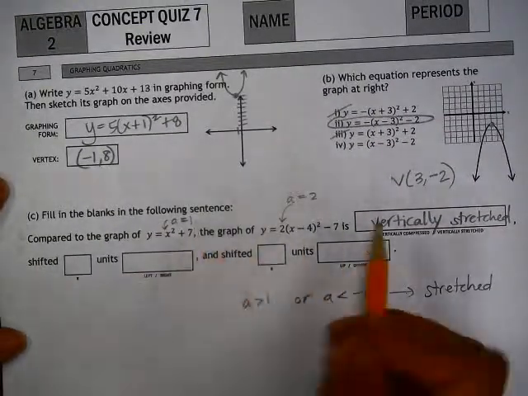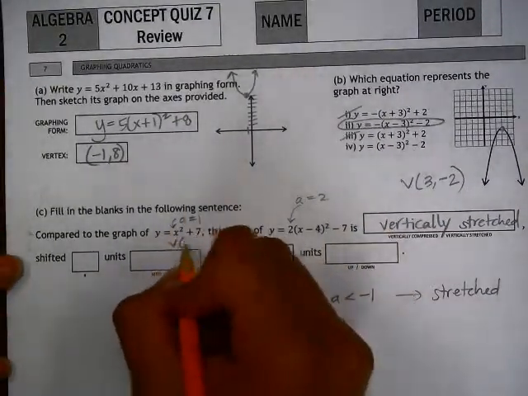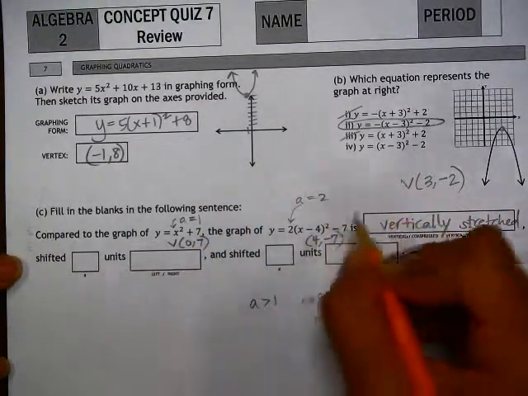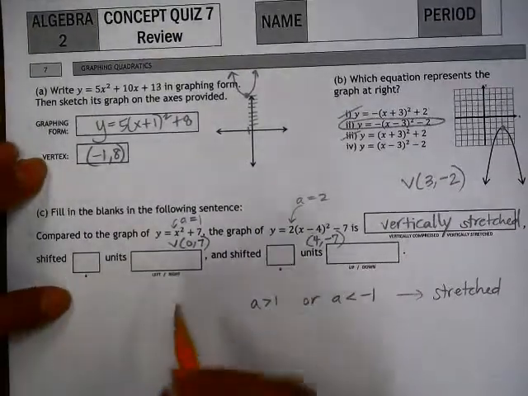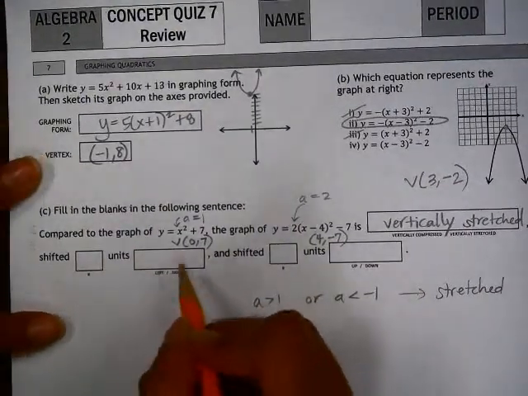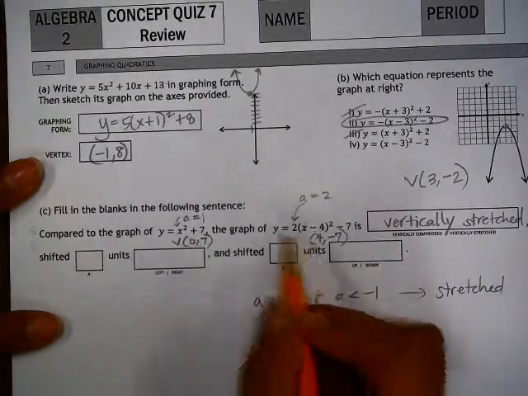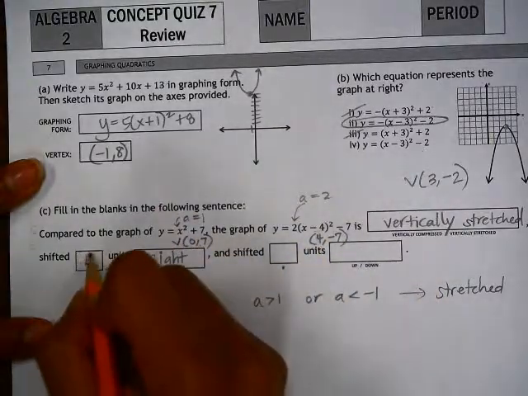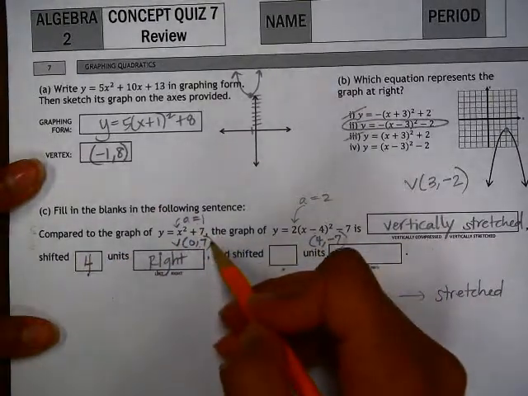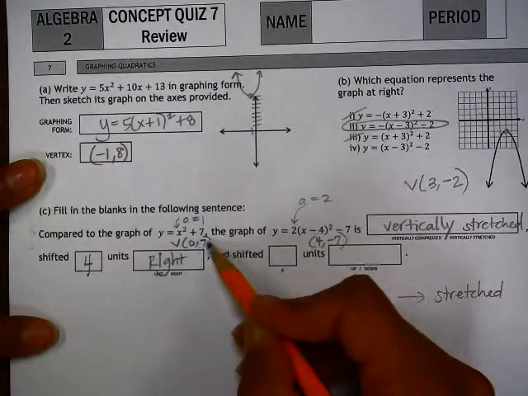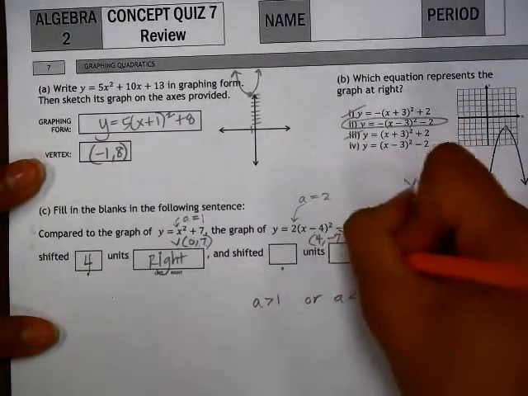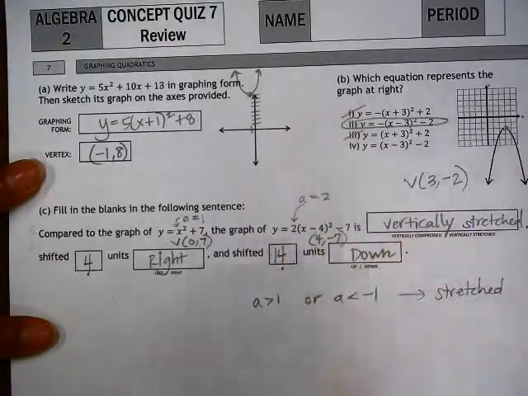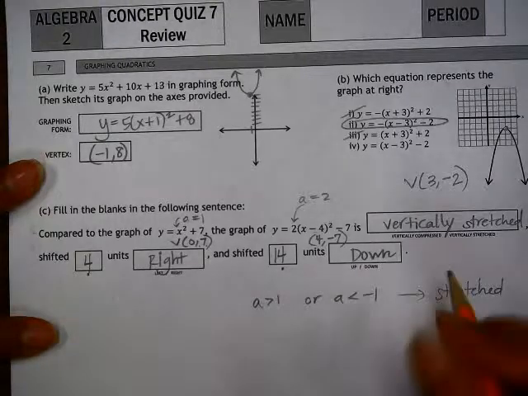Now let's look at the vertex of each of these. The first equation has a vertex of 0, 7. The second equation has a vertex at 4, negative 7. So we're shifting this graph, looking at the options here, either left or right. If we're going from 0 to 4, we're going right. And that's 4 units to the right. Looking at the vertical shift from 7 to negative 7, we're shifting the graph down. And from 7 to negative 7, that's 14 units being shifted in the downwards direction.